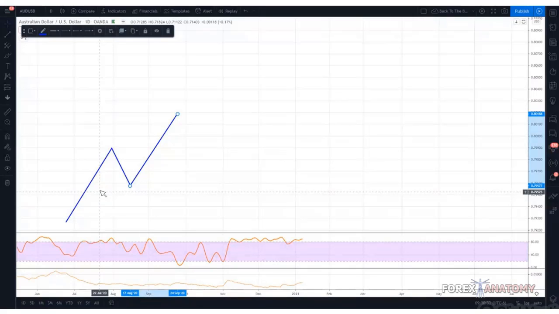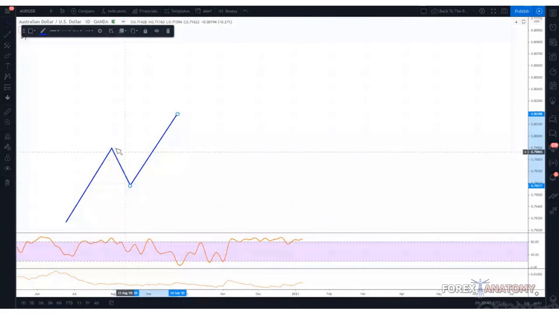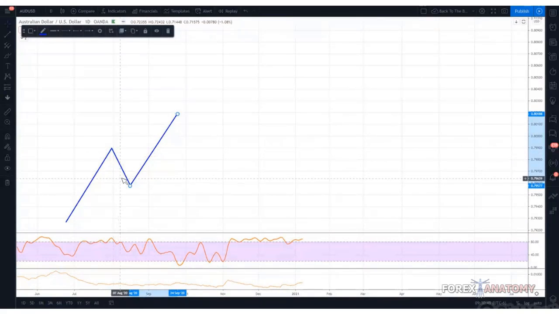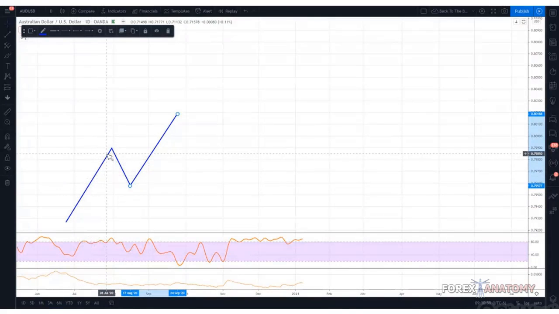There's the impulse wave or impulse leg, or another name for it is thrust. And then there's the pullback, which is usually smaller and shorter than the thrust or impulse. Another name for the pullback or the corrective wave is the retracement wave, or the retrace, because it's retracing the previous move to the upside.